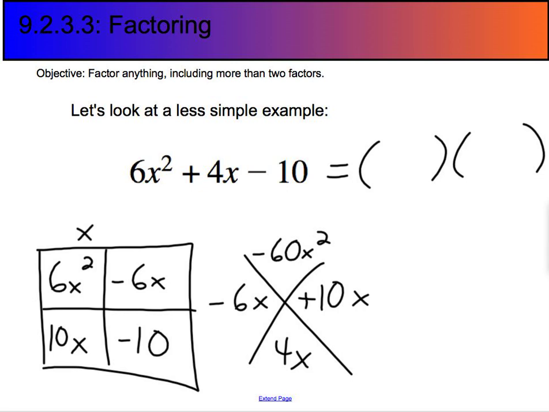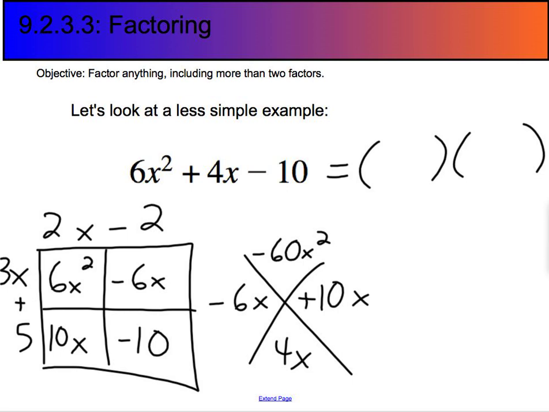I'm going to add to be 4x because that's the middle term. I'm going to multiply to be negative 60x squared. And so I need to figure out what makes that happen. I might have to look around a little bit because there's a lot of things that multiply to be negative 60. I know that one's going to have to be positive and one's going to be negative because they multiply to be a negative. And so you might have to guess and check quite a bit, just like I'm doing in my head right now. 10x and negative 6x are what work out.